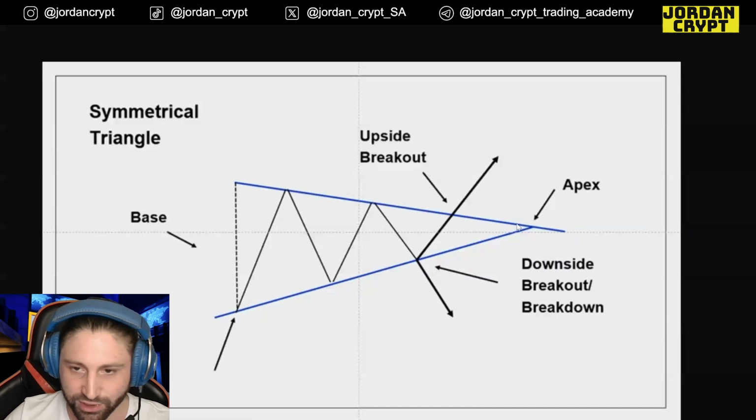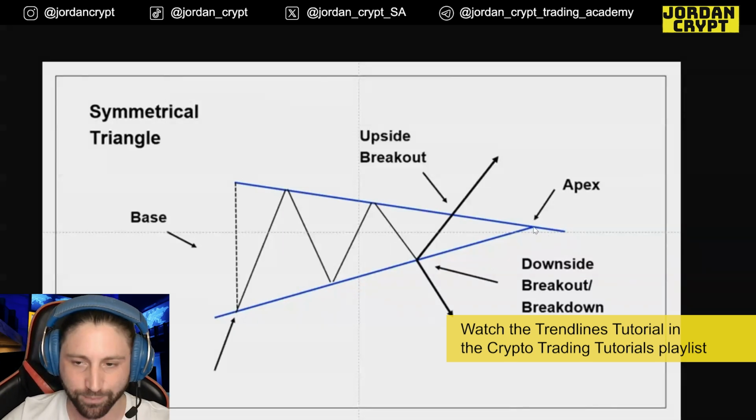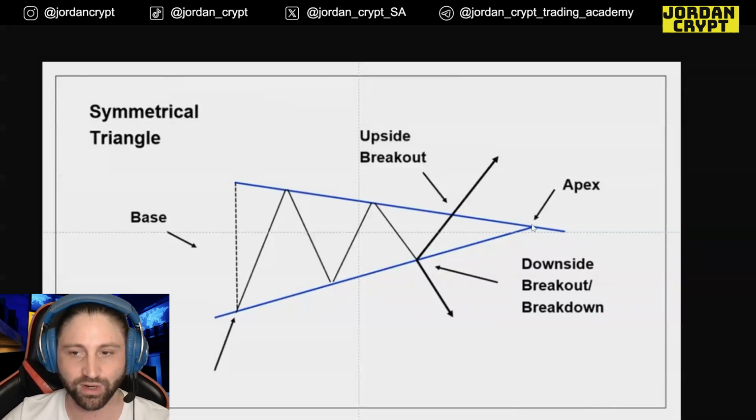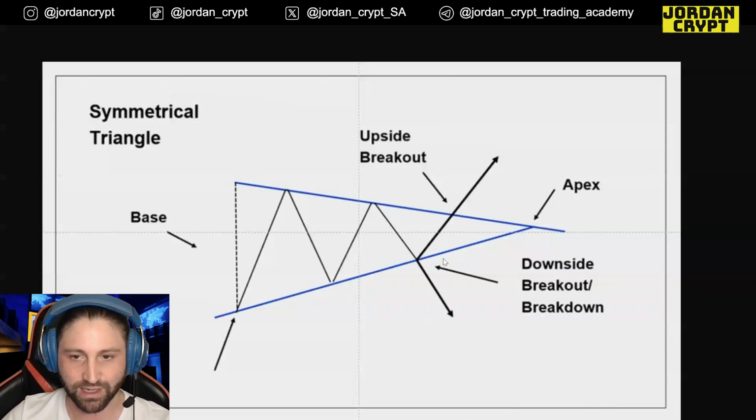Here you have a downward sloping trend line. Here you have an upward sloping trend line. Watch the trend line tutorial if you need to. The pinpoint of the triangle is known as your apex. We're going to be looking for upside breakouts as well as downside breakouts.